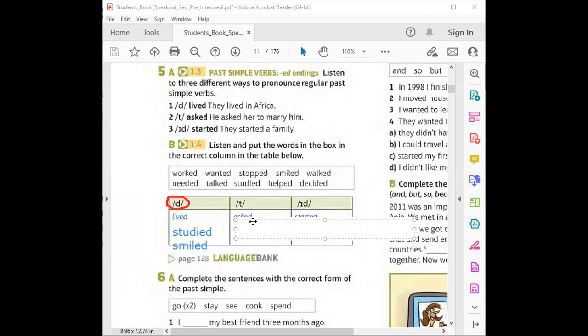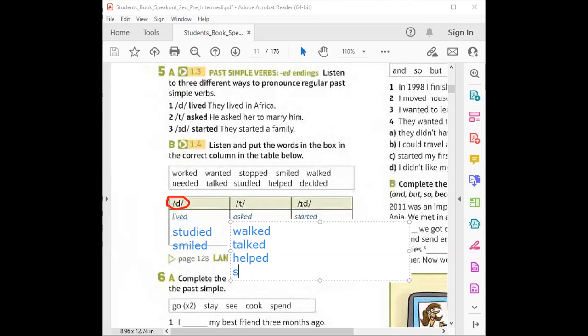What else? Walked, correct. What else? Talked, correct. What else? I believe we still have just one more. Stopped, correct.